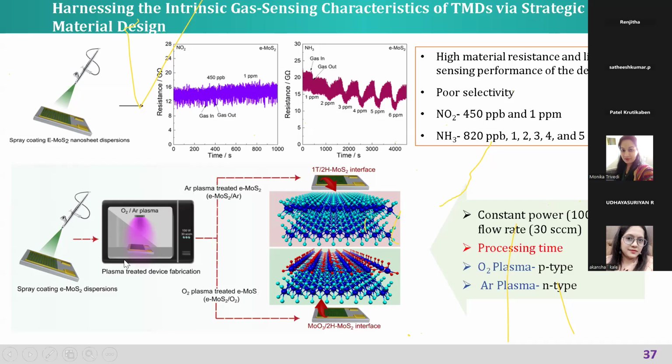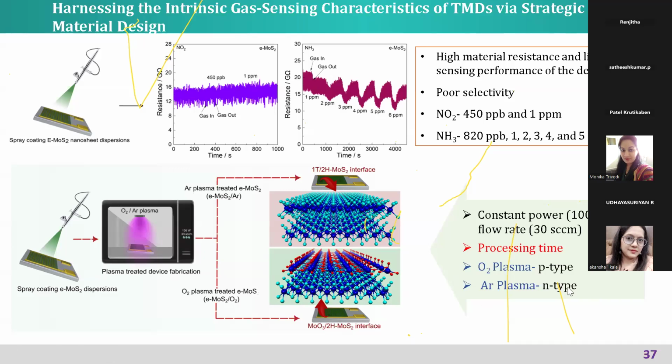So what we do is we use a plasma treatment route. You take this layer and expose it to oxygen or argon plasma, and modify a few layers of it. As you can see, when you use oxygen plasma, it will produce a MoO3 layer. When you use argon plasma, it produces a different phase of MoS2. I'll tell you the details.